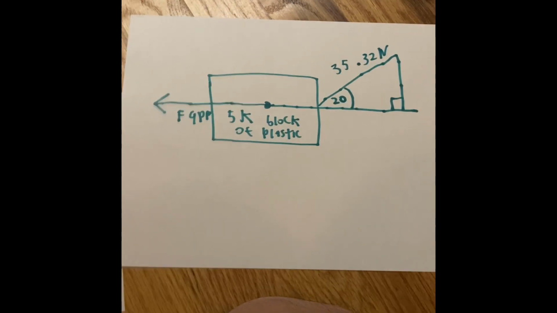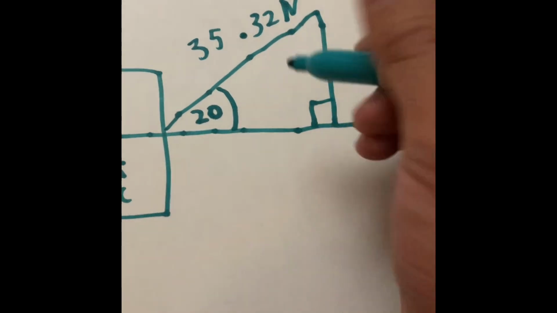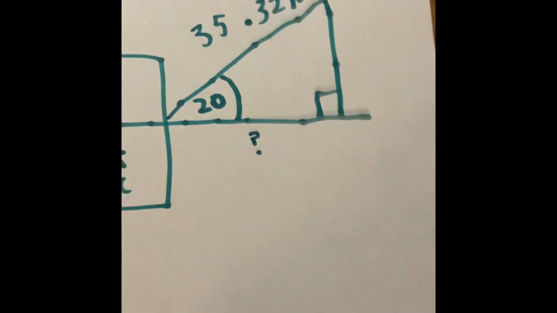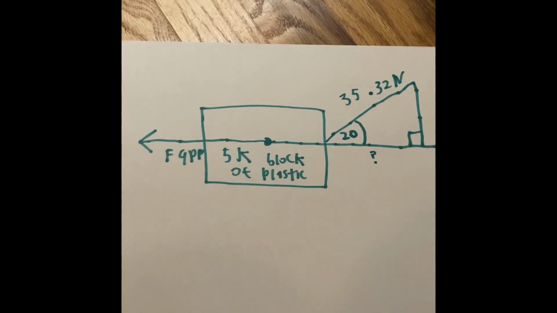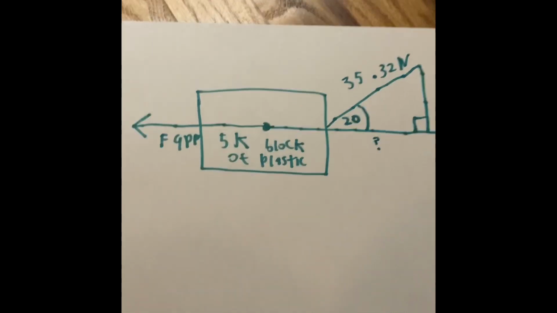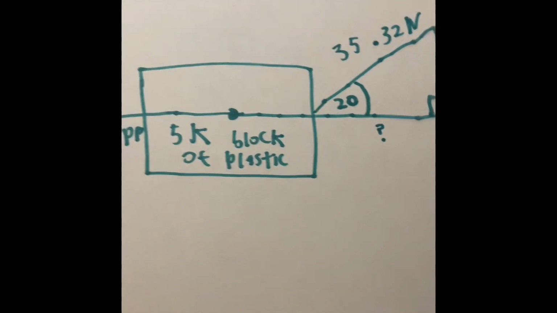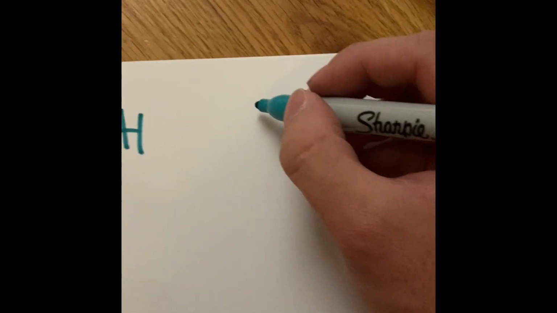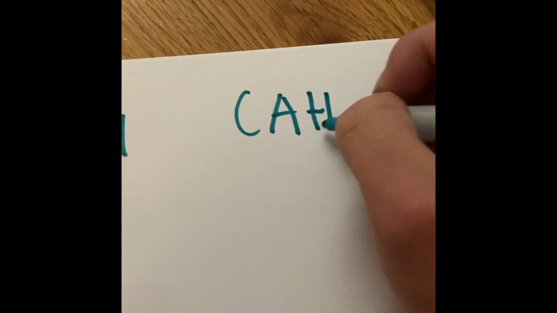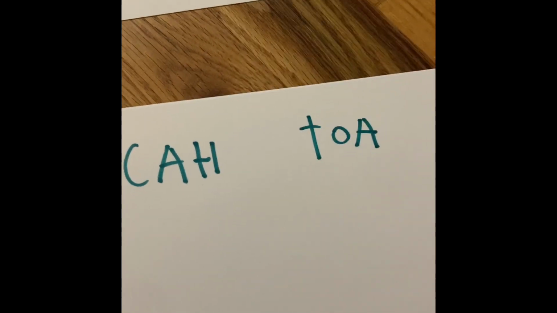Since we made a right triangle, if we can find what this side here is for the force being applied to the left horizontally, then we can find how much force is applied on that block horizontally. What we have to do is use trigonometry. Remember, we like to use the sine, which is opposite divided by hypotenuse, the cosine, adjacent divided by hypotenuse, and the tangent, the opposite divided by the adjacent.